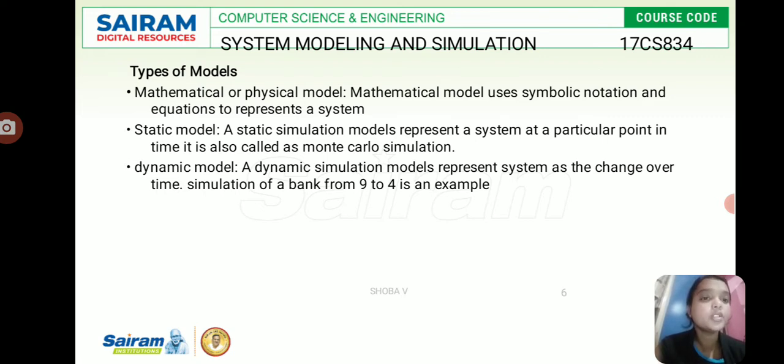Because once the customer arrives at the bank, they are not going to stay in the bank, so they will finish their work and go back. So simultaneously we can see changes over time in the dynamic model. But in a static model it's not like that. It represents a system at a particular point in time, and it's also called a Monte Carlo simulation. So these are the types of models. Once again, we will see mathematical or physical model, static model and dynamic model.